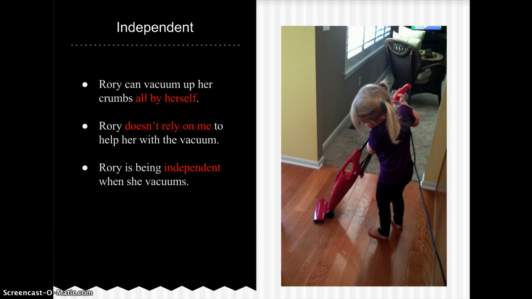So essentially, I could just say that Rory is being independent when she vacuums. This is the same thing as saying you're being an independent reader when you're reading by yourself, or you're being an independent worker when you're not relying on your classmates to help you finish an assignment.